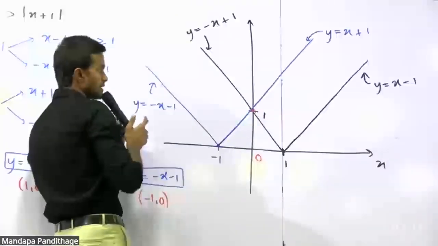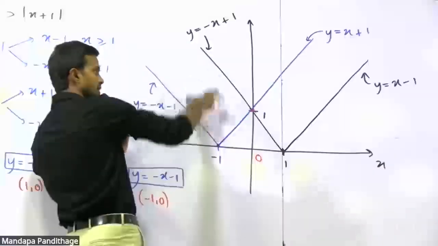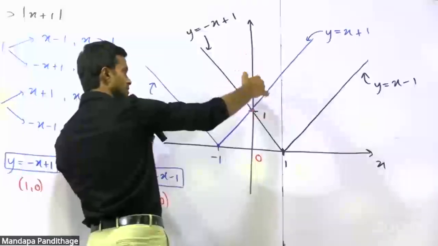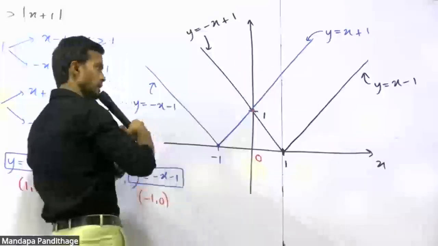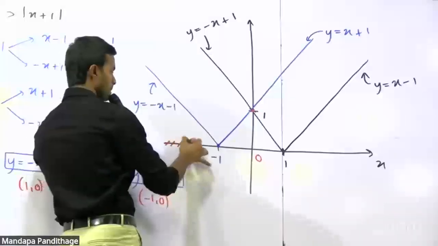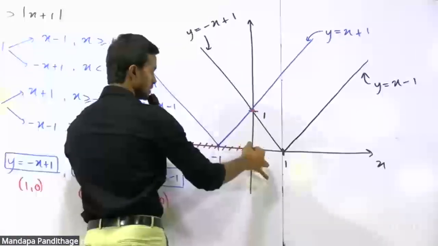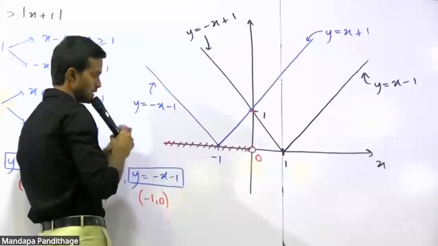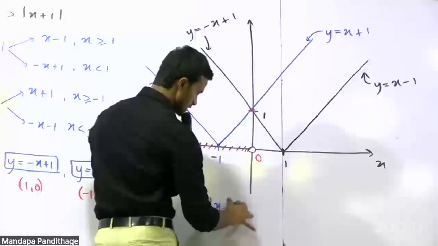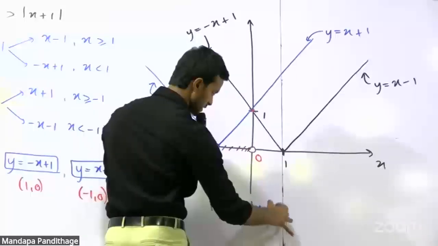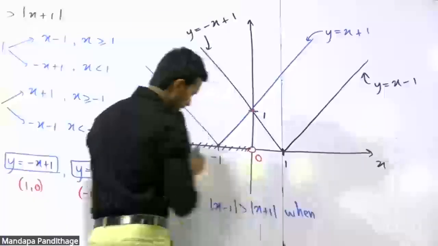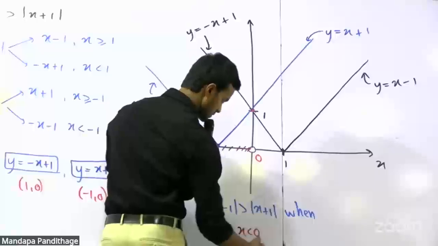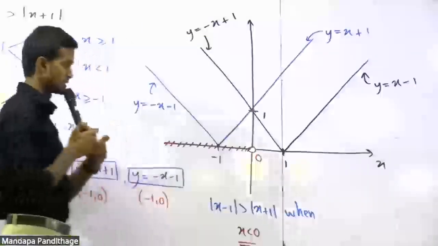Okay, so it is 0. And it is clear, in this region you can see that the black colored one is greater. But after this point of intersection, the blue colored one is going above, which means the blue colored one is greater than the black colored one. So here, in this region is where you get the black colored one greater than the blue colored one. So you can write the final answer: modulus x minus 1 is greater than modulus x plus 1 when x is less than 0.